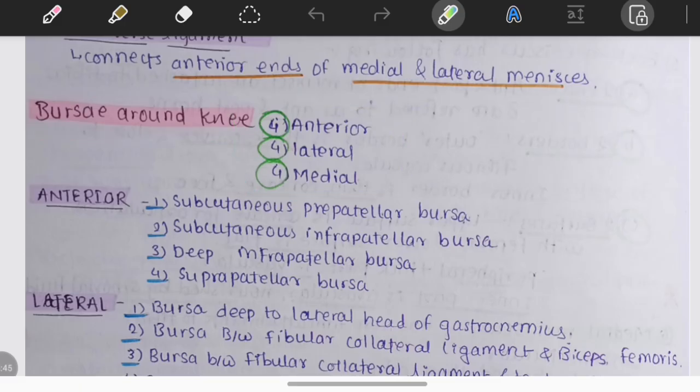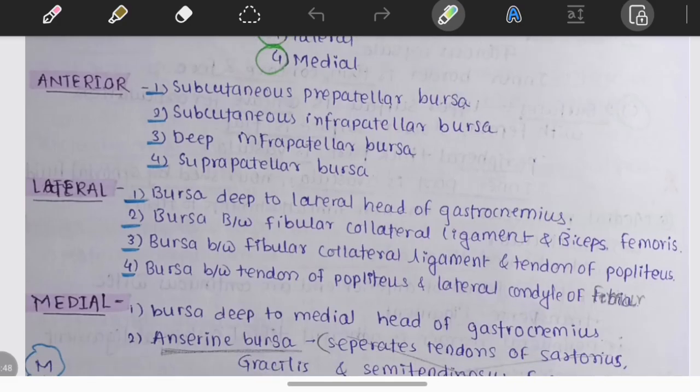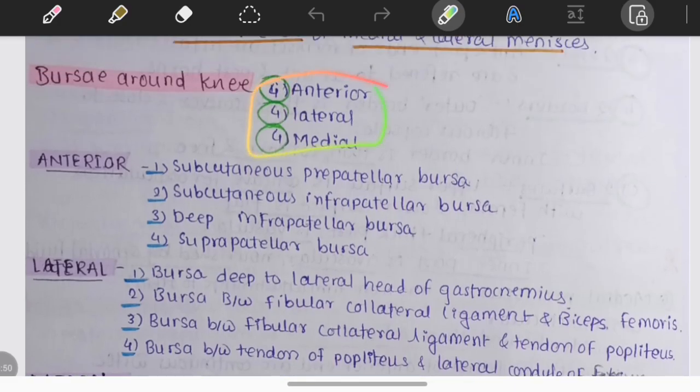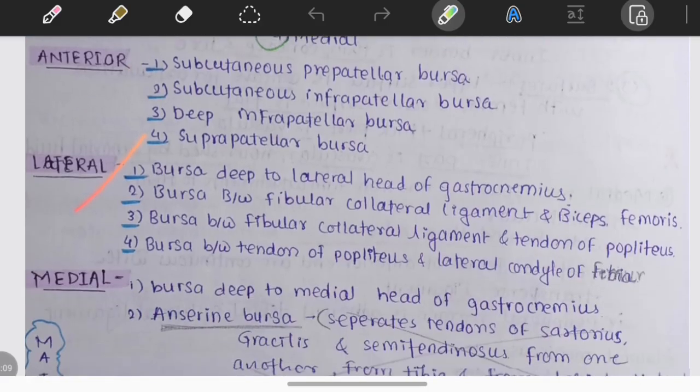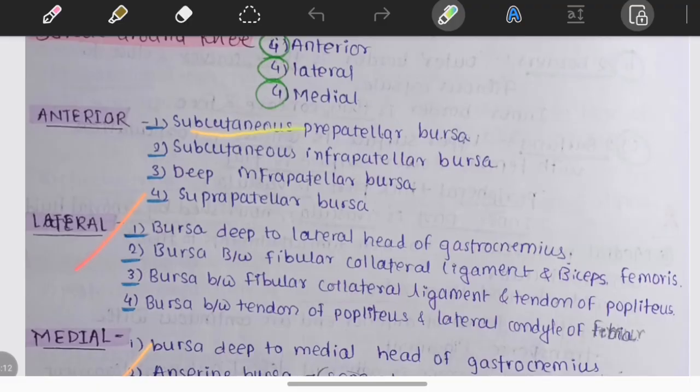Only anterior, lateral and medial bursae are there. It's not that much detail, but you should remember these names at least. First, there are 3 groups of bursae, each with 4: first anterior, second lateral, and third medial. Anteriorly, there are 4 bursae: subcutaneous prepatellar bursa, subcutaneous infrapatellar bursa, deep infrapatellar bursa, and suprapatellar bursa.